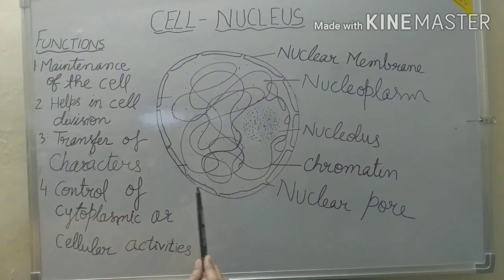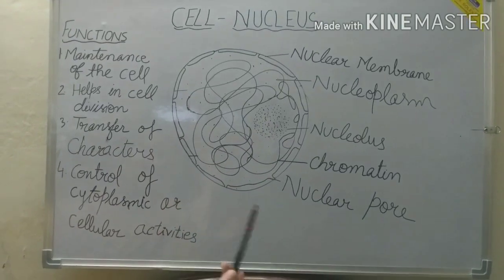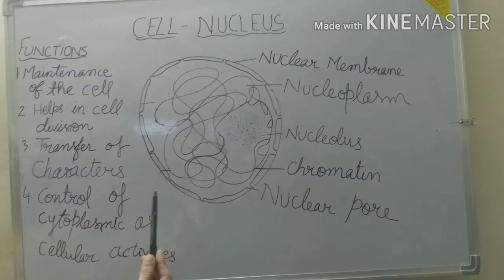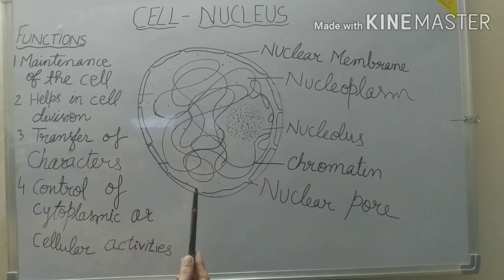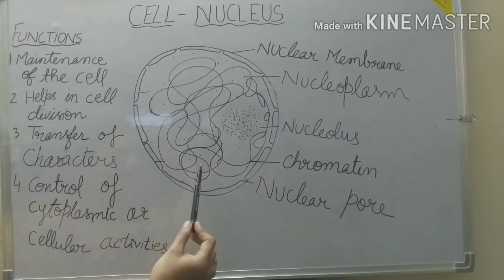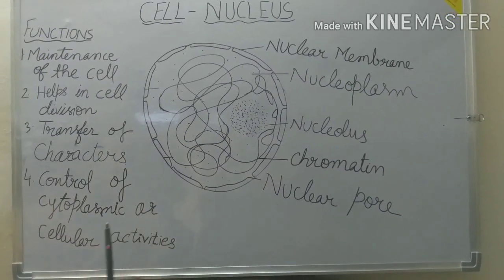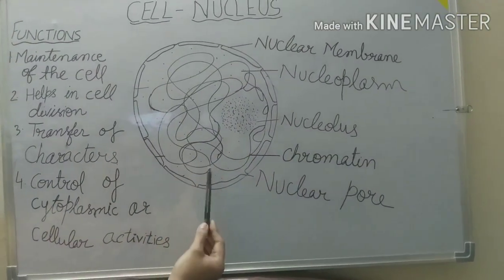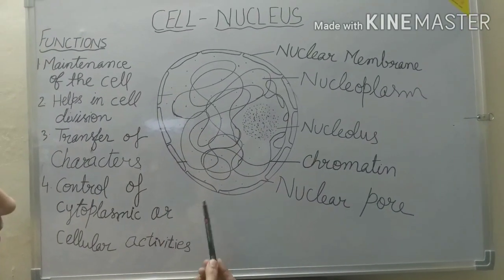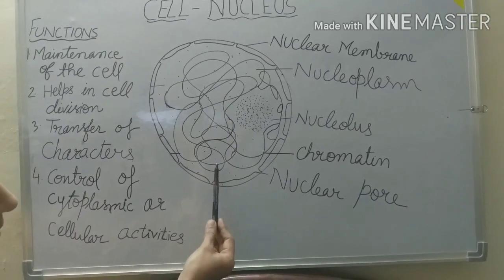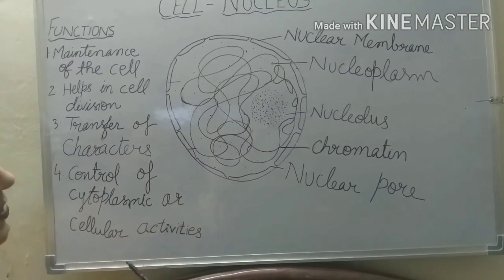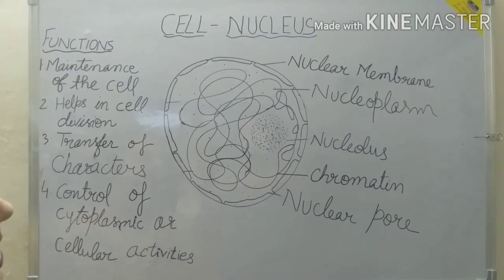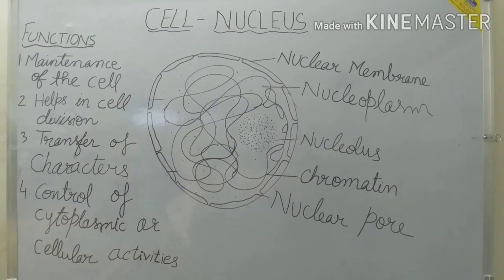When the cell is not dividing, we see only this thread-like structure, chromatin. But when the cell divides, these chromatin fibers form pairs, which are known as chromosomes. When the cell is not dividing, this thread-like structure is seen, but when the cell divides, they make pairs and form chromosomes, which are also known as hereditary vehicles of characters.